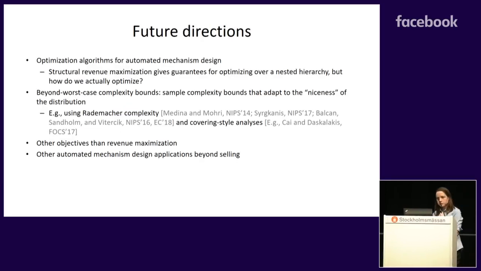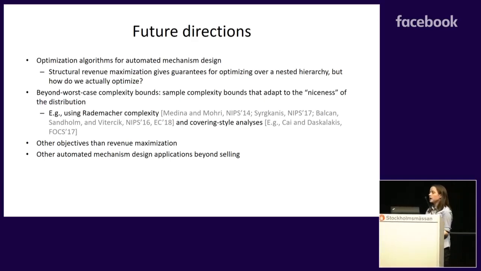Okay, and just in the last 2 minutes, I want to give a few future directions for this line of automated mechanism design. So one natural next step is giving more optimization algorithms for automated mechanism design. And there are lots of questions here, and in particular, one sub-problem would be specific to structural revenue maximization. So the slide on structural revenue maximization I gave a high-level overview of gives you guarantees for structural revenue maximization, but it doesn't actually tell you how to optimize over the hierarchy in a smart way. So how can you actually do this kind of optimization procedure?